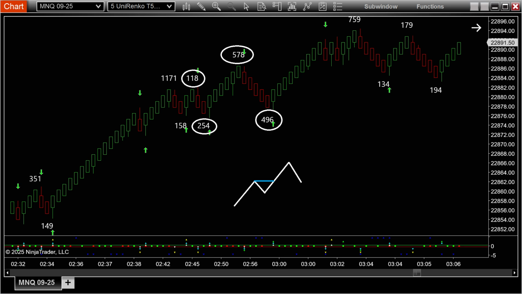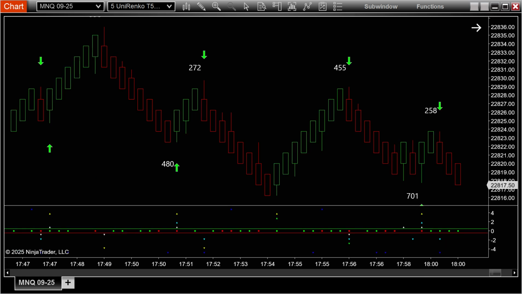To explain it, it means that the sellers are more aggressive in the current swing, trying to push price lower, but they are met by even more passive buyers. For a short setup, it is exactly the opposite.